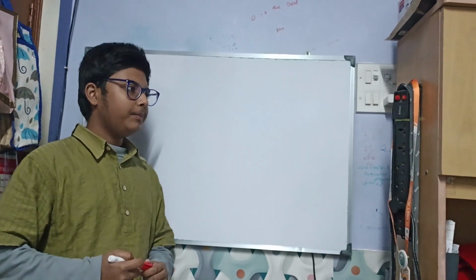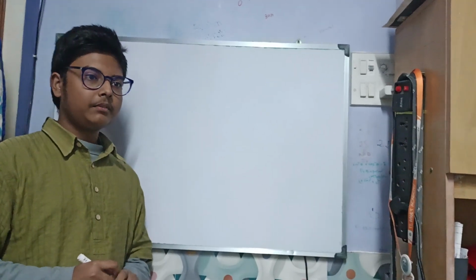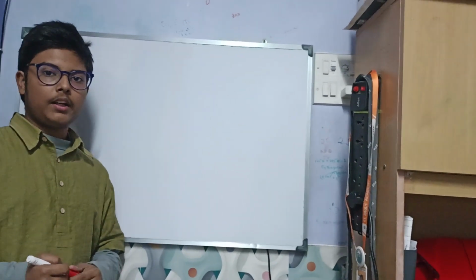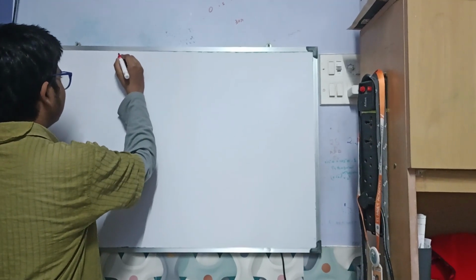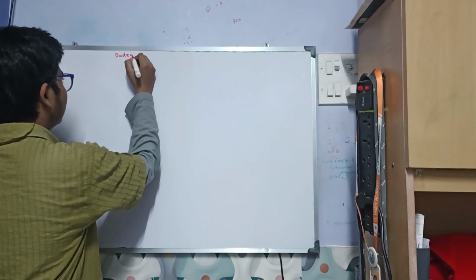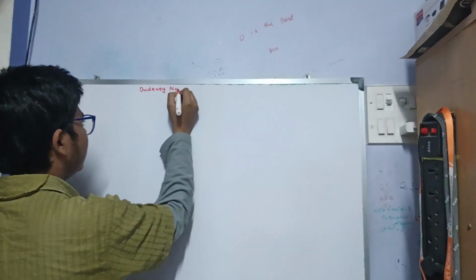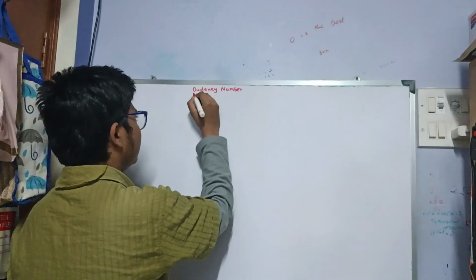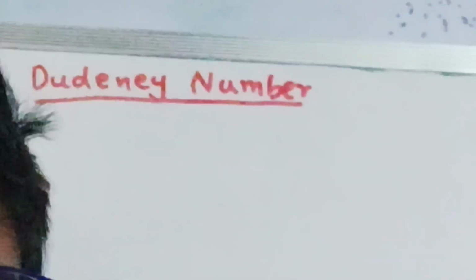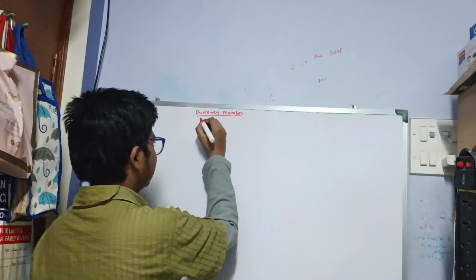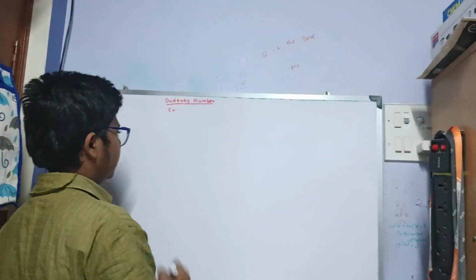Today I will teach you an interesting Java program which is a number related Java program, and that Java program is Dudeney number. First you have to know what is a Dudeney number. I am giving you an example.